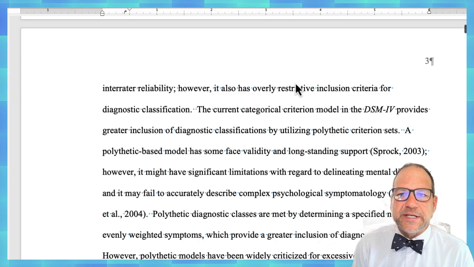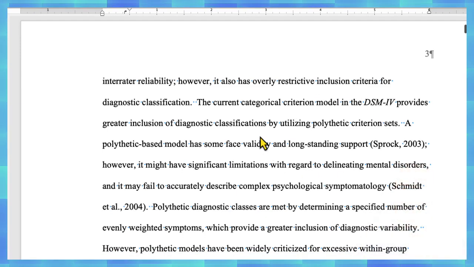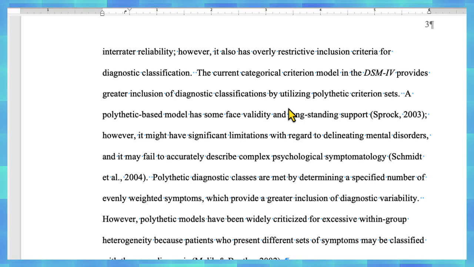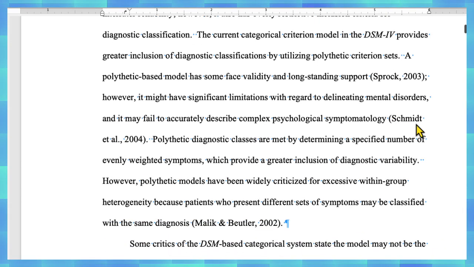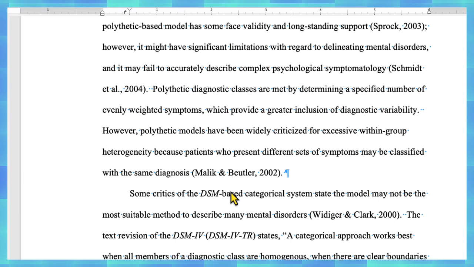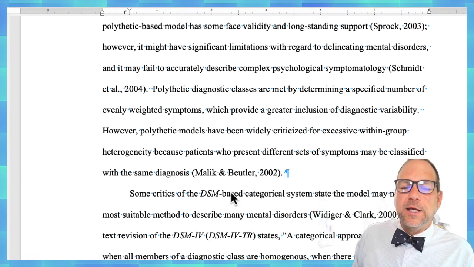All of this content, gang, was all information that I read from an article that I said, okay, this is really good. It applies to the topic. This is how I want to answer a question. This is exactly what I want to say. And now I'm saying it in my words as opposed to Sprock's words or as opposed to Schmidt's words. Okay? Hopefully this is starting to make some sense.